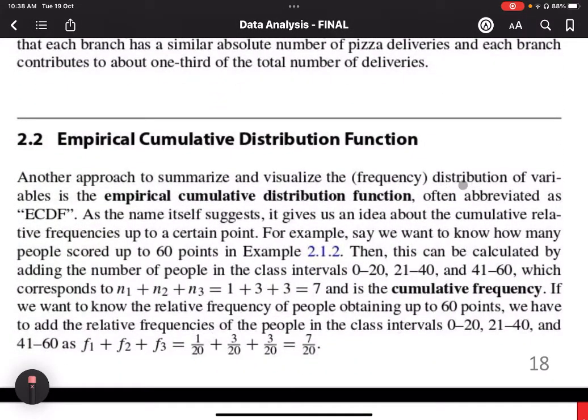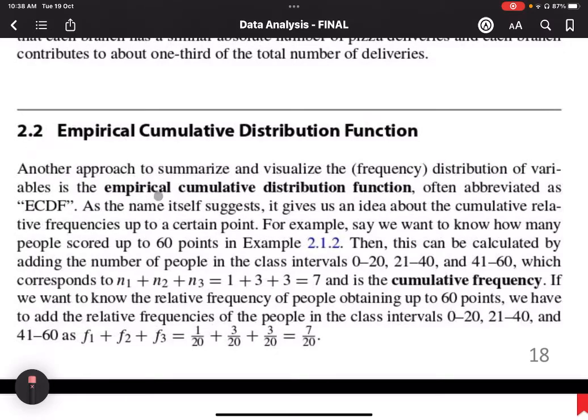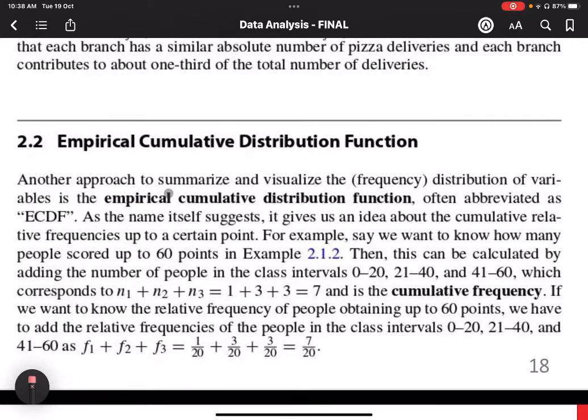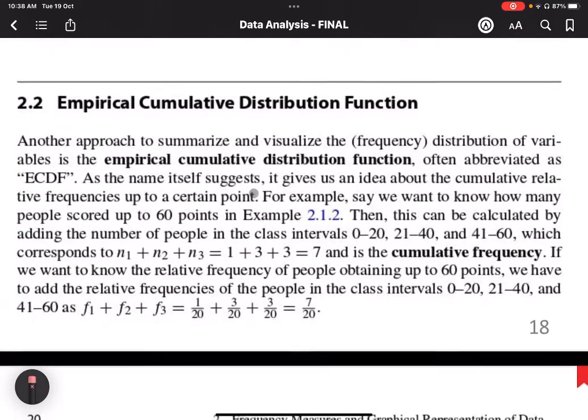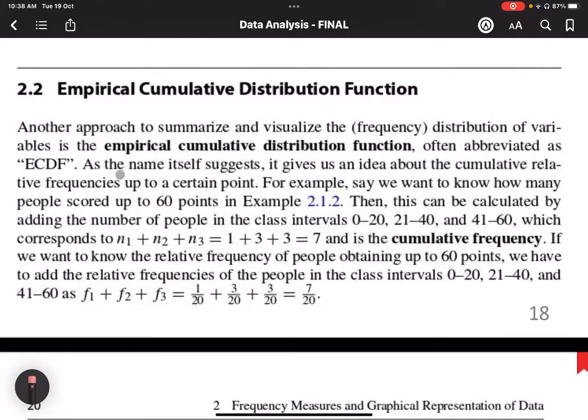So under that concept, how to summarize and visualize the frequency distribution of variables, under our previous example, is the empirical cumulative distribution function, often abbreviated as ECDF. So as the name itself suggests, it gives us an idea about the cumulative relative frequencies up to a certain point. O, define muna natin yung ating mga terms, words.